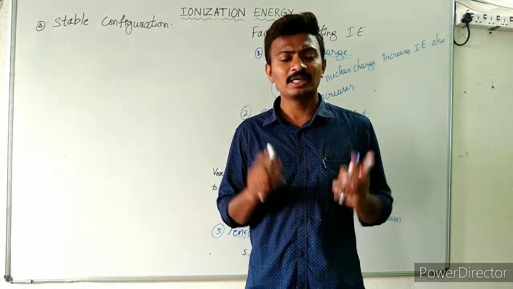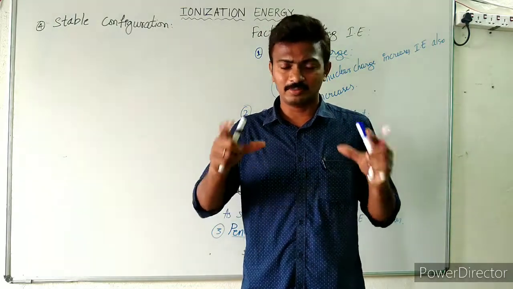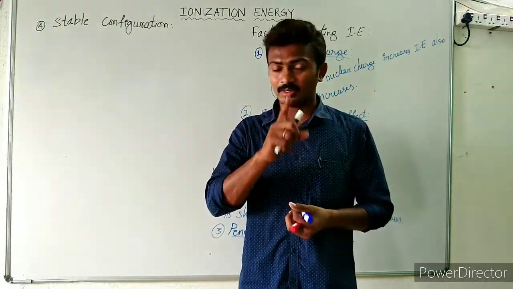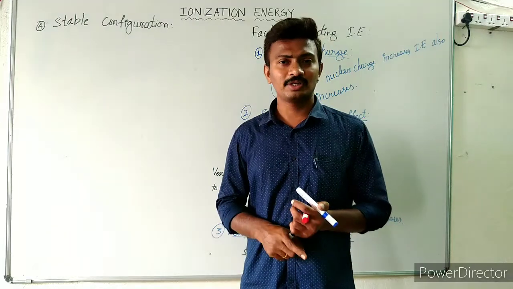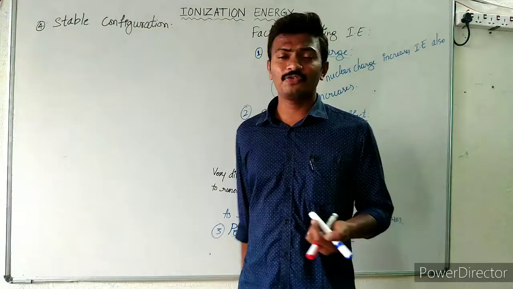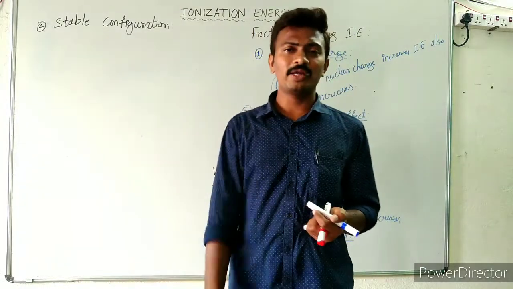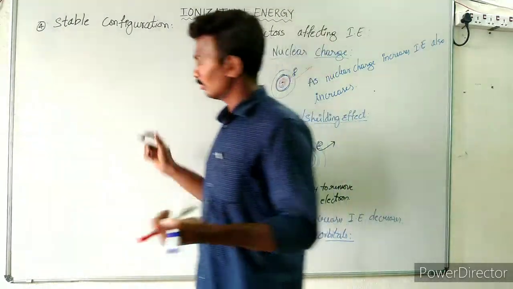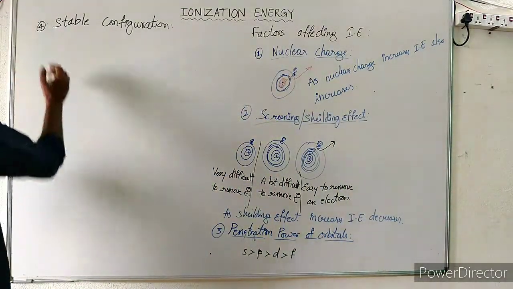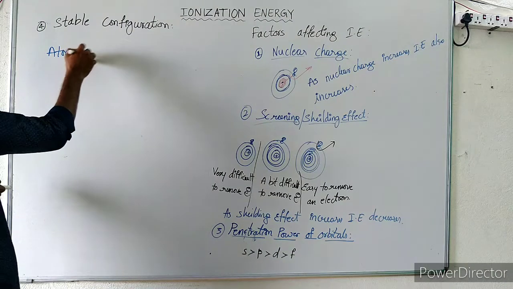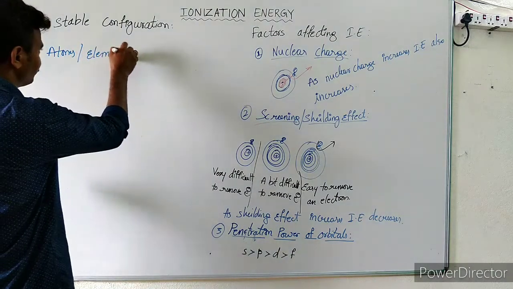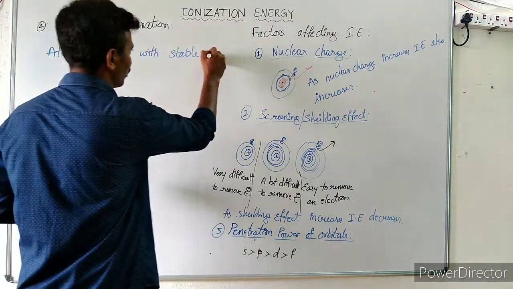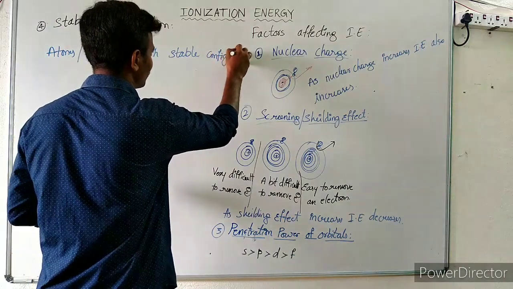By removing an electron, what happens? That half-filled configuration or full-filled configuration, that symmetry will be lost. If it is going to lose the symmetry, it is going to lose its stability. So, atom doesn't prefer to lose its stability, right? So, it will be very difficult for removing an electron from an atom containing a stable configuration, right? So, here you should keep this point in mind. Atoms or elements with stable configuration. What are the stable configurations?